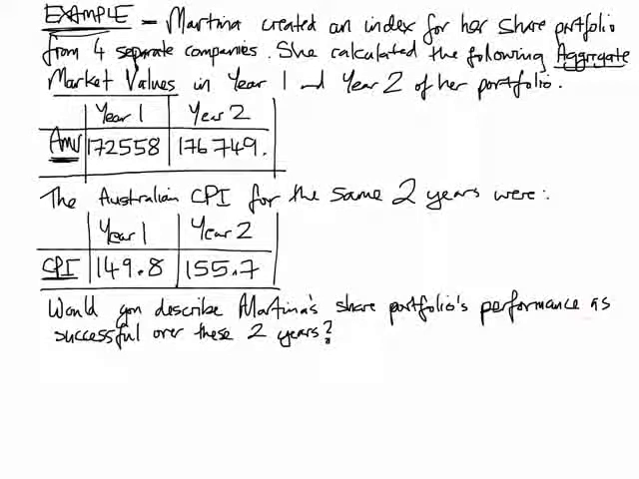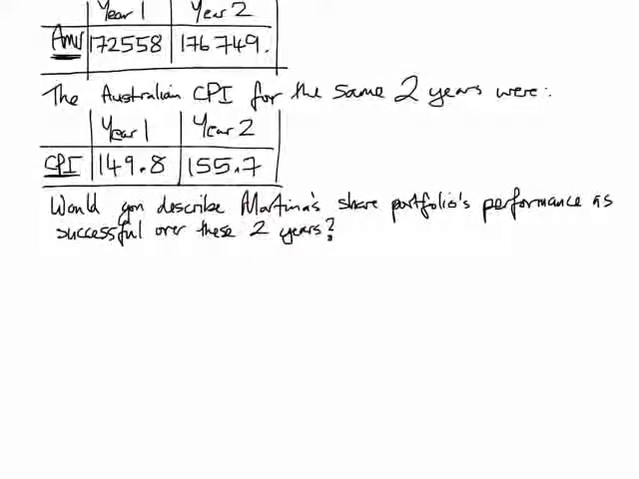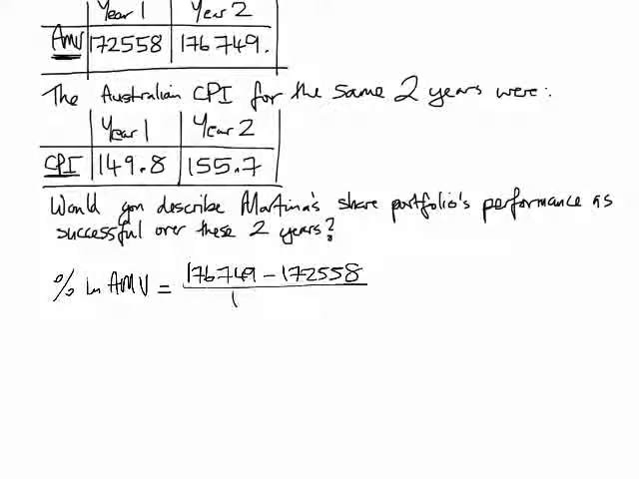So what is that really asking us to do? It's asking us to compare the increase in her whole portfolio to the increase in CPI to see if it beat inflation. So this is all about finding percentage change. We need to find the percentage change in the AMV, so we'll find the percentage change in her portfolio first. It is going to be new value, take old value, over the old value, all times by 100%.